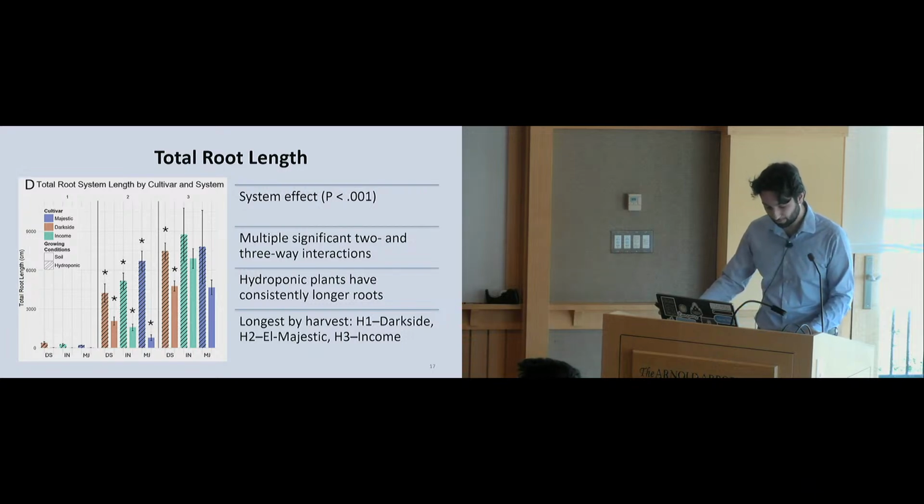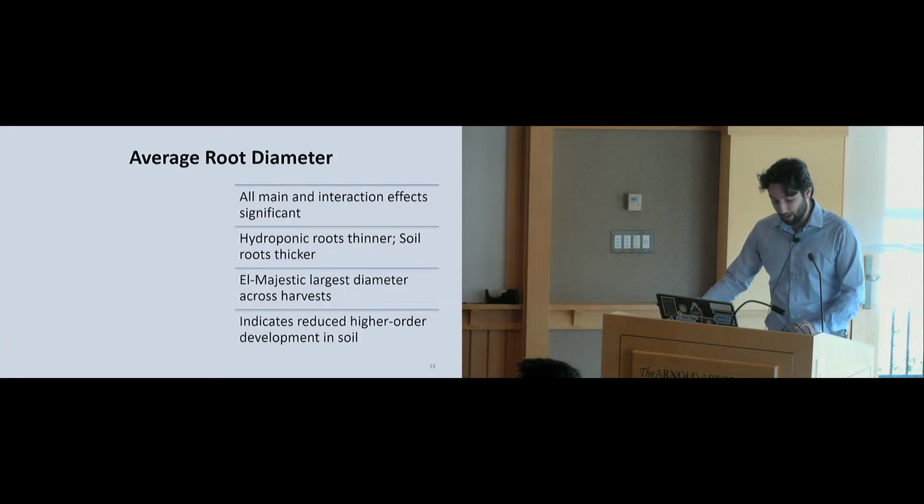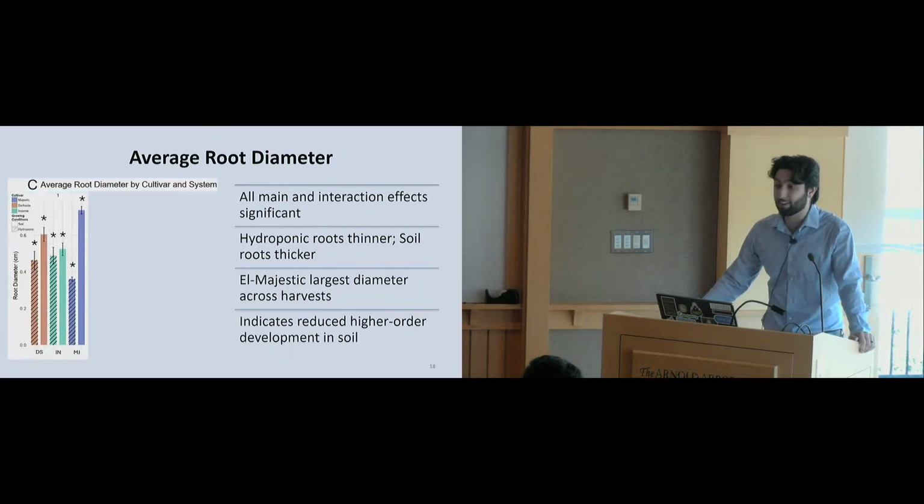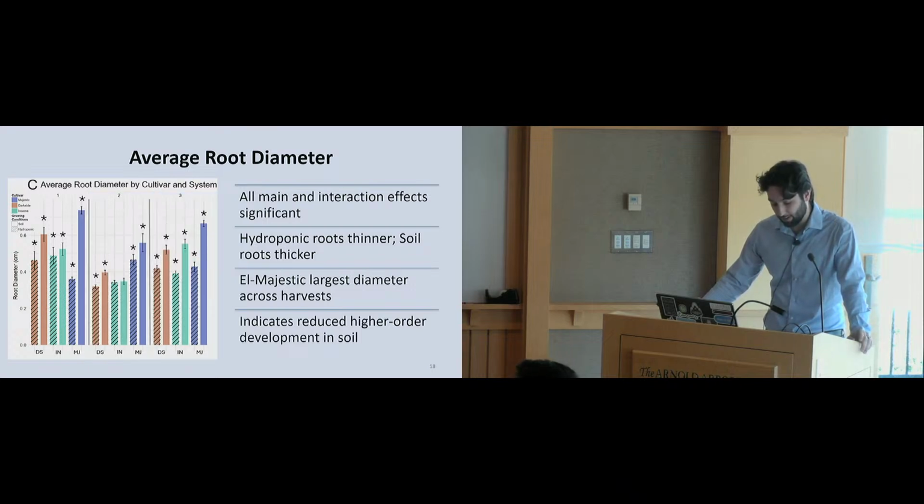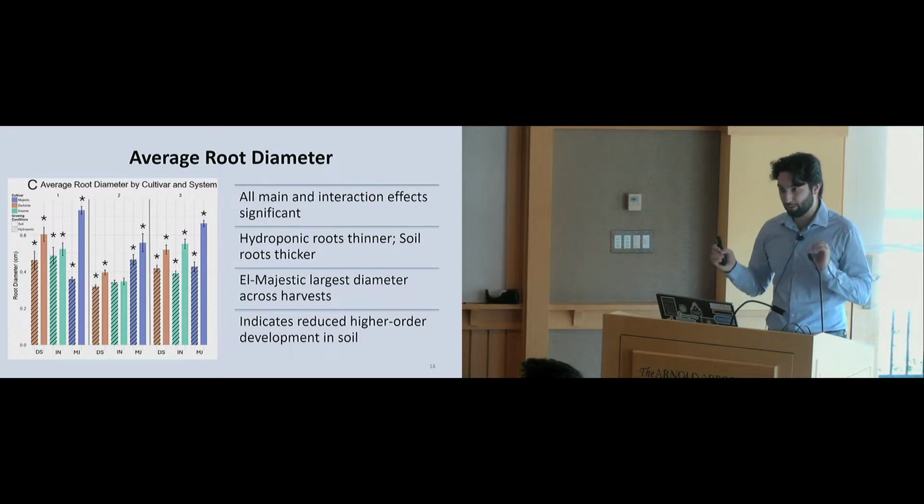So continuing on to root diameter, soil-grown roots are thicker on average than their hydroponic grown counterparts. So that is a reflection of something like mechanical resistance and the need for structural reinforcement and also for anchoring. Now here's what this really means if we dig into it.